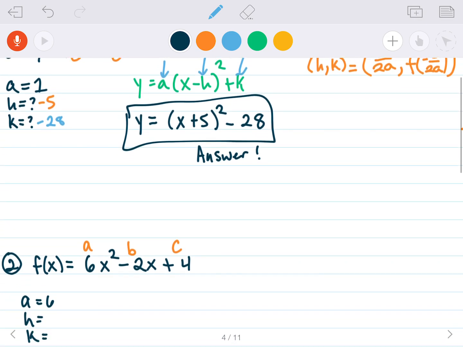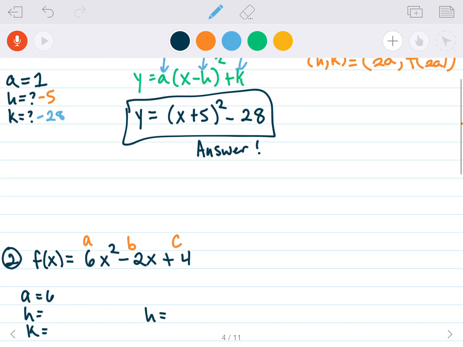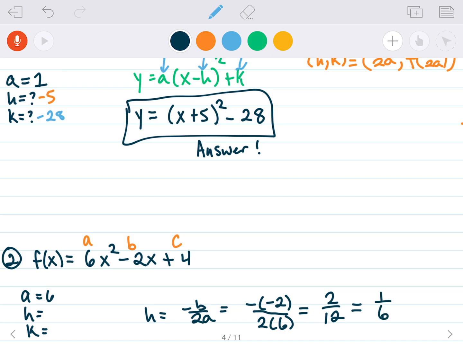So h, again, my formula says that h is negative b over 2a. So b is negative 2, so I have negative negative 2. I can't get rid of that negative that was already in the formula. So negative b over 2a, and those double negatives on top make a positive. So on bottom I get 12, and when I reduce by dividing top and bottom by 2, I get 1 over 6. So h is 1 over 6, and k is whatever I get when I plug 1 over 6 in for x.